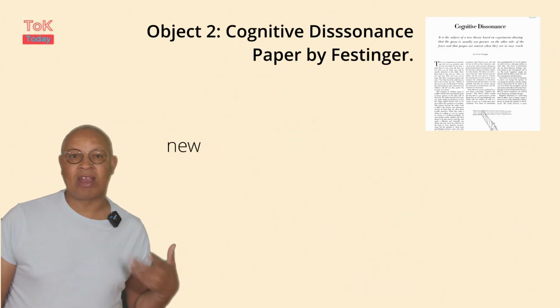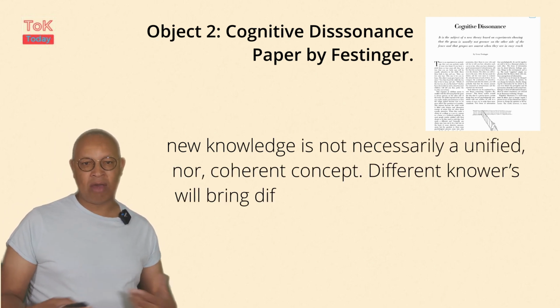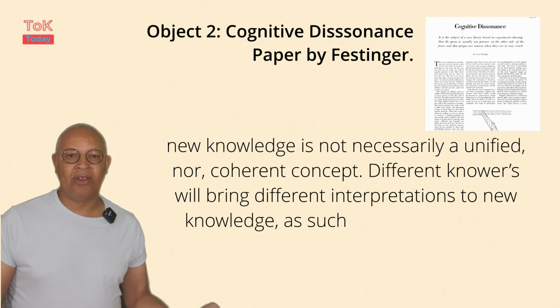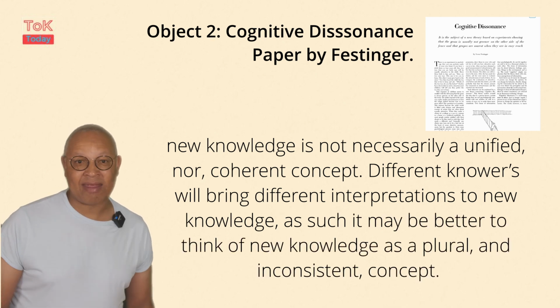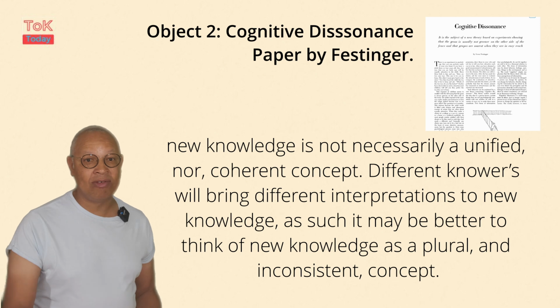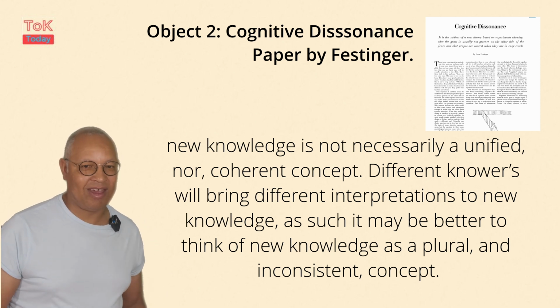Now, this Object 2 also demonstrates that new knowledge is not necessarily a unified nor coherent concept. Different knowers will bring different interpretations to new knowledge. As such, it may be better to think of new knowledge as a plural and inconsistent concept. On we go to Object 3.